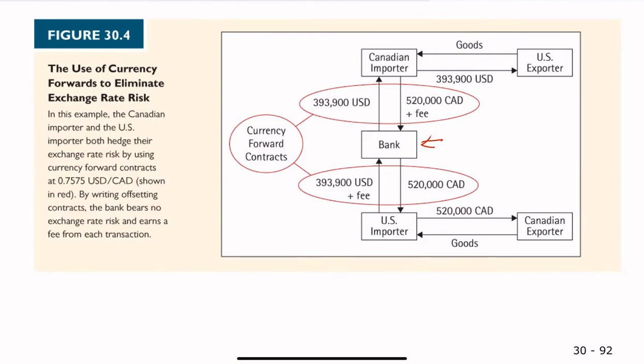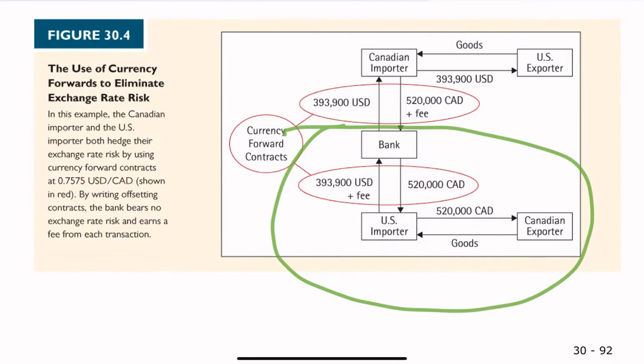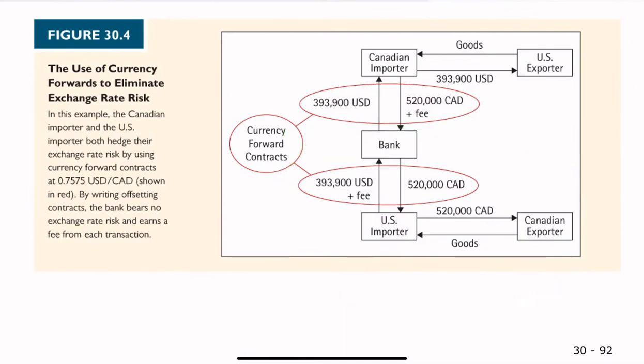So what will happen is, at this part, the US importer will pay US dollars to the bank, and the bank will give Canadian dollars to the US importer. And then the US importer can use these Canadian dollars to purchase goods from a Canadian firm. So if you just look at this part, you can see that the bank is bearing a large amount of currency risk. However, the bank can actually enter into an offsetting forward contract. That is this part.